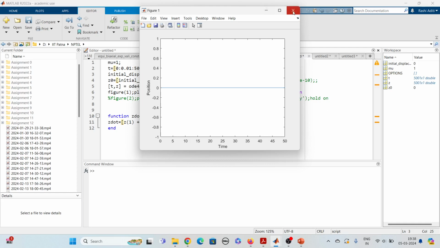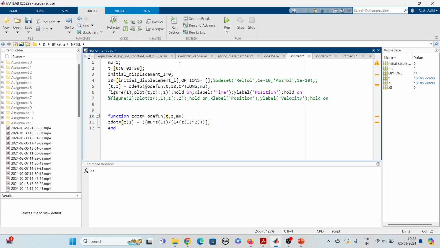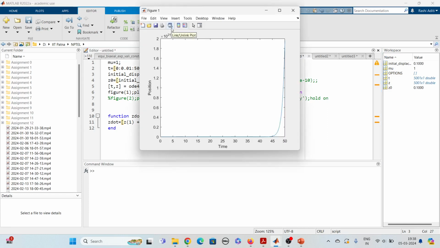Now I'll give it some perturbation. Let us suppose 0.1, in the positive direction. Now we'll see. How much perturbation did I give? It was just 0.1, and within 50 units of time, the system has gone to 2 times 10 to the power 21. What is this? This shows the instability in the system. This shows that this 0 is actually an unstable fixed point.